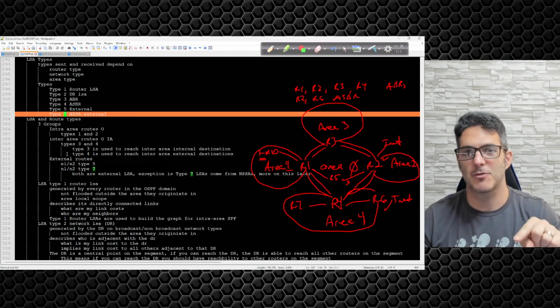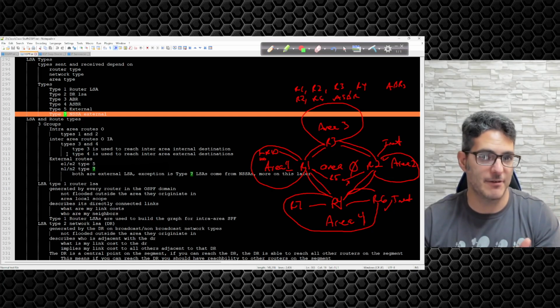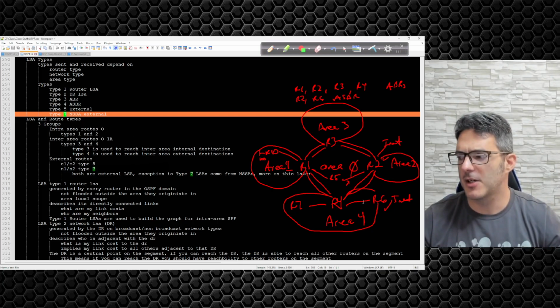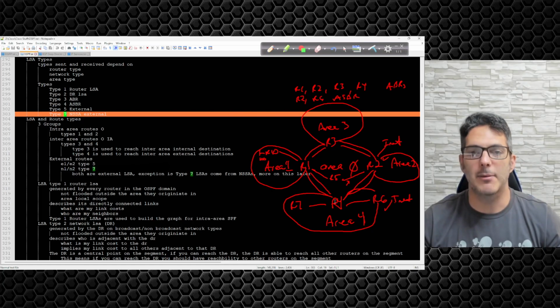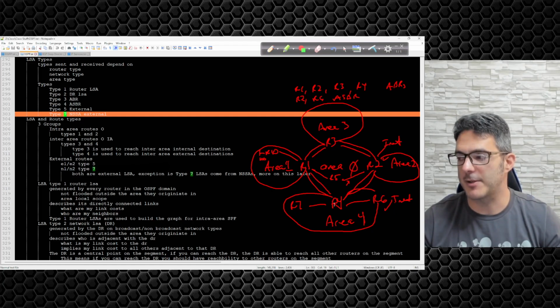The Type 7 LSA gets redistributed into the stubby area, because a 7 is not a 5, right? So, for example, if area 4 was a not-so-stubby area, and I was redistributing on R6 into it, I would redistribute the Type 7 LSA into area 4. R4 would get it, and because he's an area border router, he would do the Type 7 to Type 5 translation. He would translate it from a Type 7 to a Type 5 LSA, because Type 7s can only exist in not-so-stubby areas.